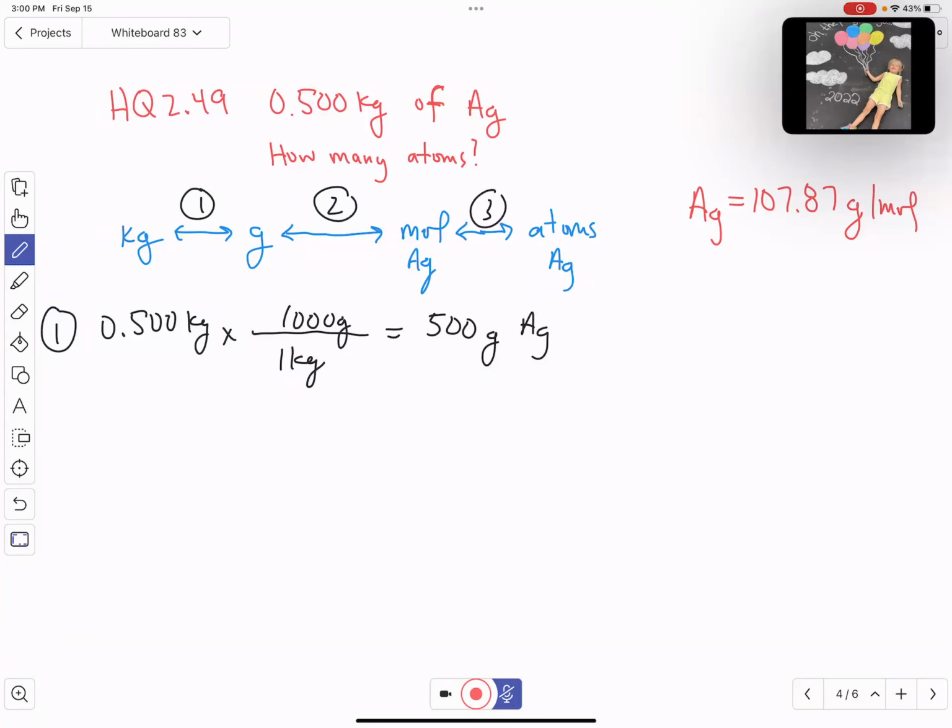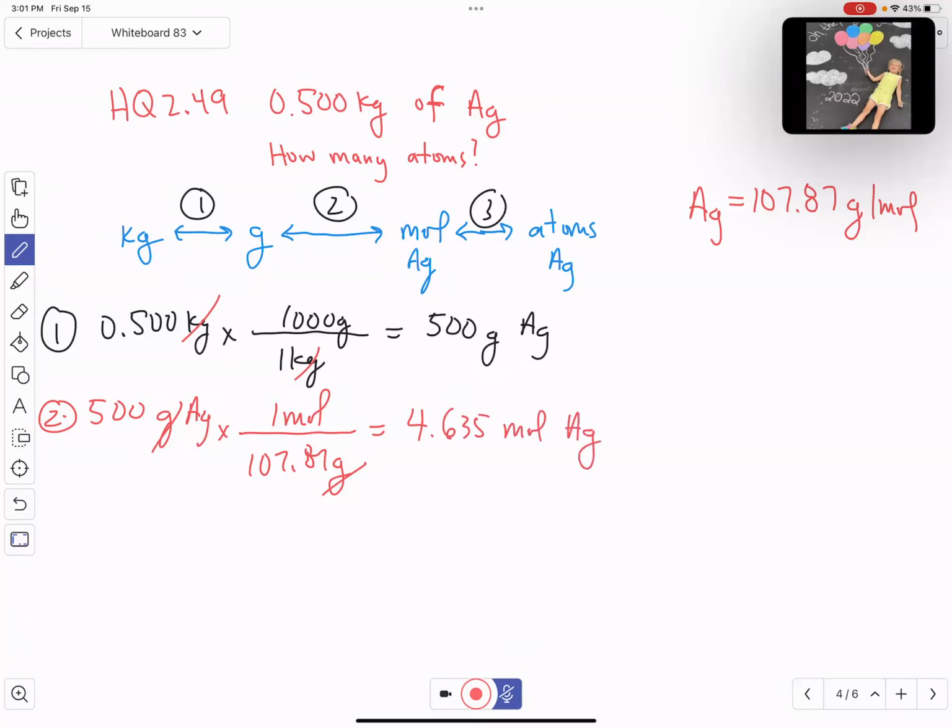Step two, we're going to bring in our molar mass, right? So I've got 500 grams of silver. I know for every 1 mole of silver, I have to have 107.87 grams of silver. So grams cancel out. We're left with moles, right? 500 divided by 107.87. Got approximately 4.635 moles of silver.